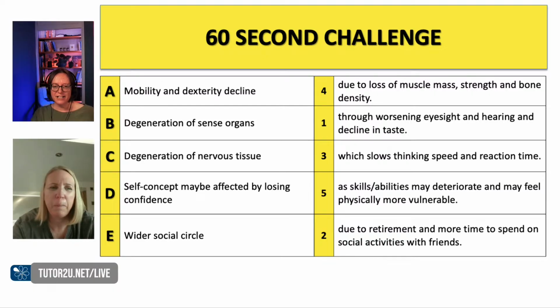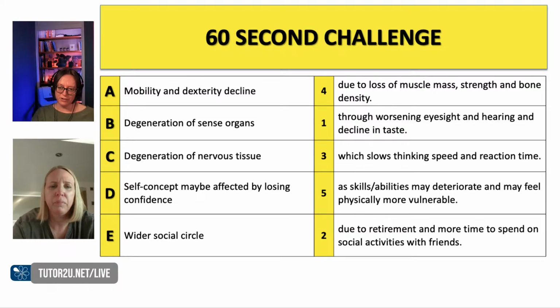So then C, degeneration of nervous tissue, which slows down thinking speed and reaction time. So remember, dementia is not a normal part of aging, but a certain amount of slowness in thinking speed and reaction time is to be expected. Then we've got D, self-concept may be affected by losing confidence, which links to 5, as skills and abilities may deteriorate and you may feel physically more vulnerable.